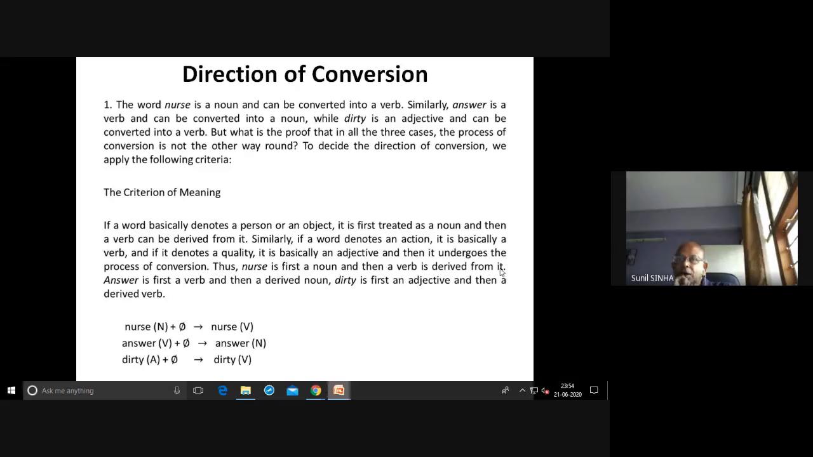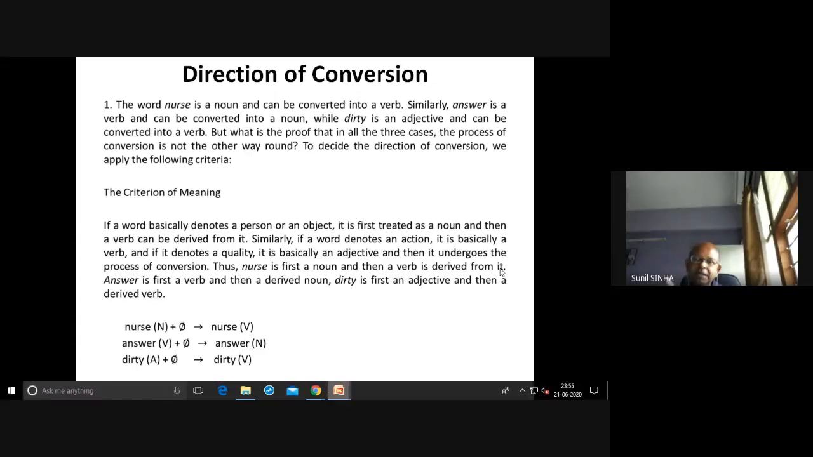Now, what is the basic meaning of walk? Basically a noun or a verb? Walk is basically a verb because it refers to an action. Similarly, dirty is basically an adjective because it refers to a quality.